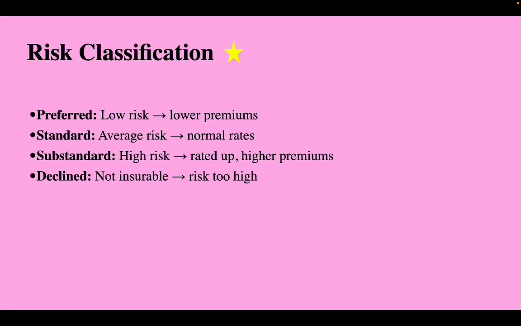Risk classification. Underwriters classify applicants into 4 main categories. Preferred risks are low-risk individuals who receive lower premiums. Standard risks represent average risk and are offered normal rates. Substandard risks are higher risk, often rated up to reflect higher expected claims. Some applicants may be declined entirely if the risk is too high.